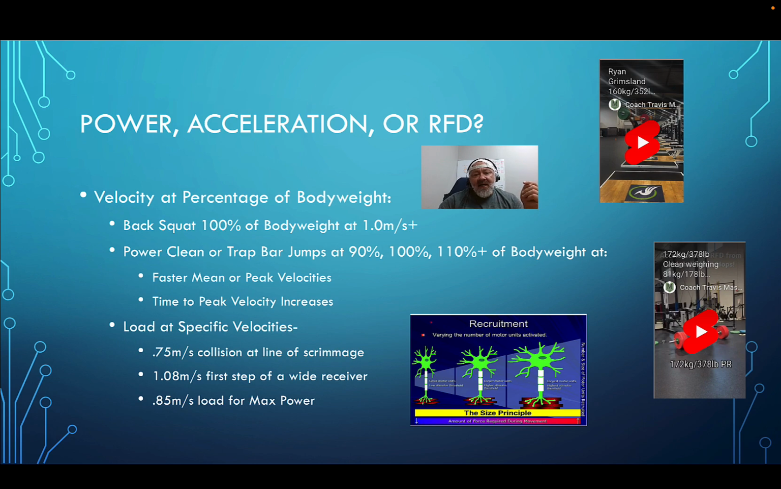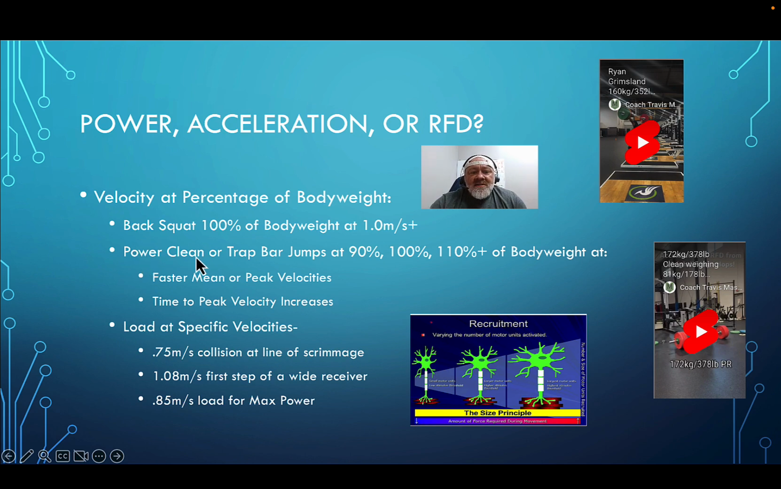And most studies would say when a person can hit 100% of their body weight on a back squat at 1.0 meters per second or faster, they're going to be at their most optimal mode to hit their fastest sprint times. So try it for yourself if you don't believe me.